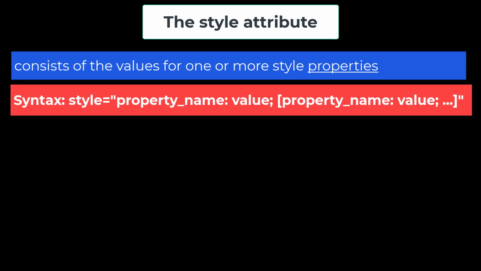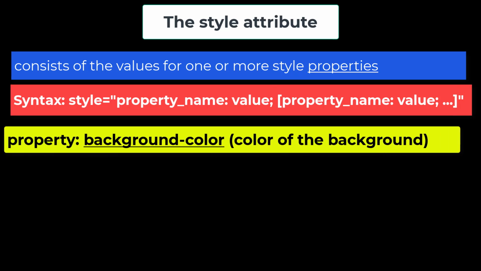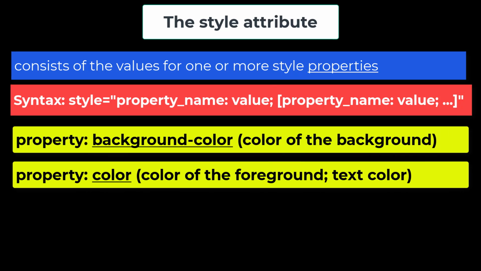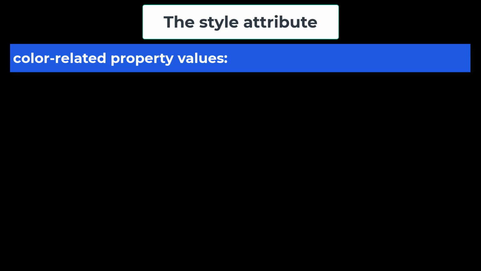The syntax is style equals quote, property name, colon, value, semicolon, repeated as often as necessary, and then close quote. One property is background-color, which defines the color of the background, and just color, which defines the color of the foreground, the color of text. So both of these particular properties are color-focused, color-related. How do you specify their values?